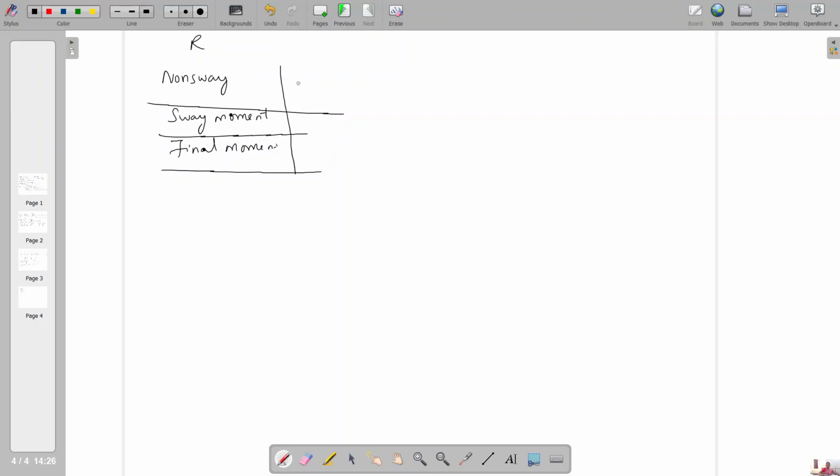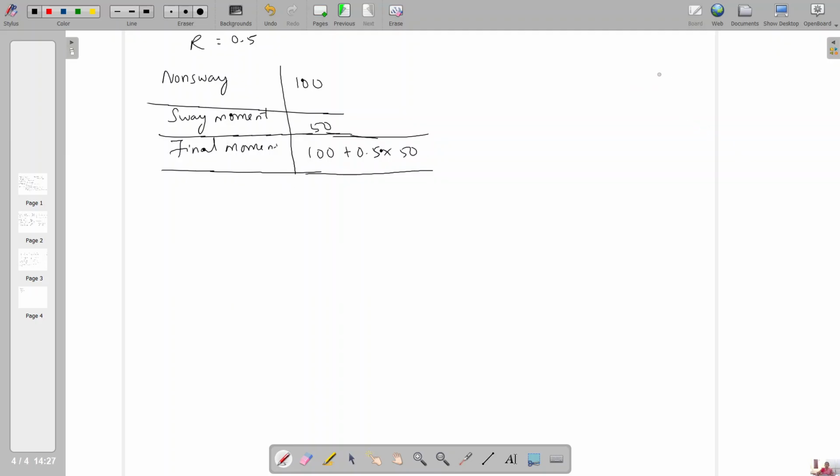So if you get some value of non-sway moment of 100 and sway moment of 50 and correction factor of 0.5, the final moment value is 100 plus 0.5 into 50. So this is the final moment. I am writing this as an example. In a real problem, we can calculate this value. So this is the procedure.